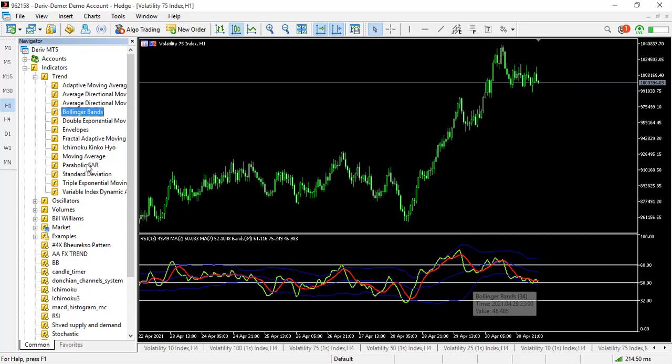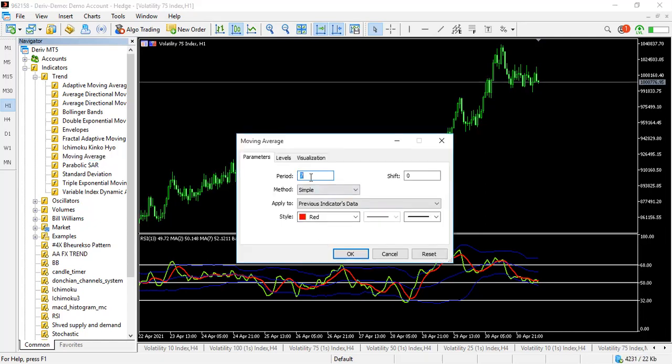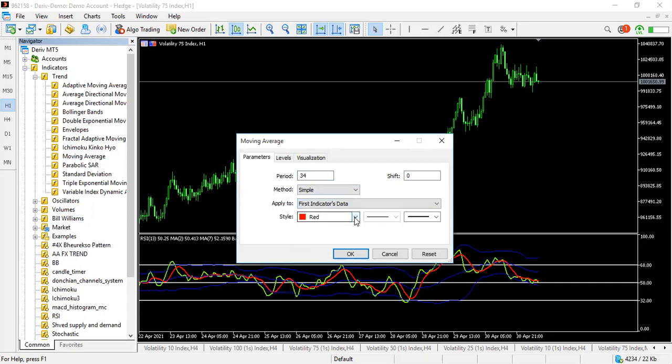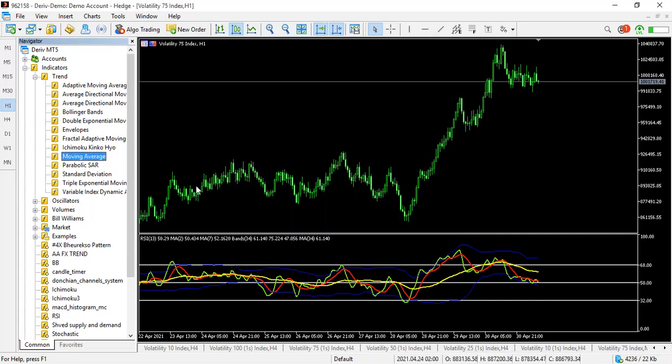So the last thing you're going to be adding is another moving average. So you drag and drop a moving average here. Then this moving average is moving average 34. The method is simple. Apply to now the first indicator data. All right, then you change the color to yellow. Then you click OK. All right, so that's your indicator right there for you. That's your TDI indicator there for you.